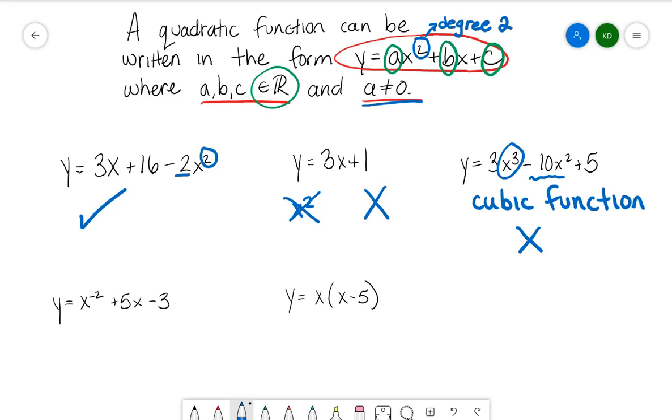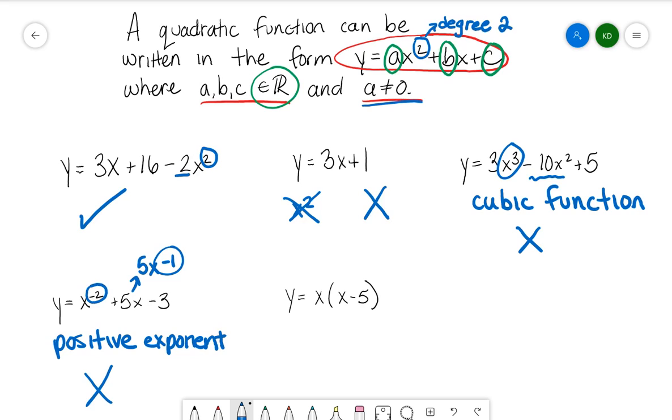When we look at the next one, y equals x to the power of negative 2 plus 5x minus 3, what I want us to notice is this negative 2. Even though it is a 2, and that's kind of what we're looking for, it cannot be negative. So we have to have positive exponents, and it has to actually be positive exponents on everything. If you see a negative exponent anywhere, so for example, if this had even been like 5x to the power of negative 1, as soon as you see any negative exponent, it cannot be quadratic. All of the exponents have to be positive.